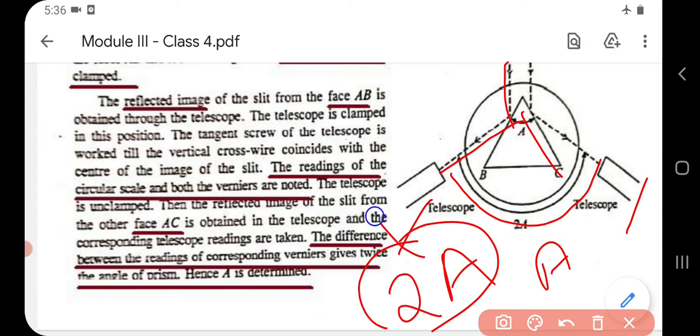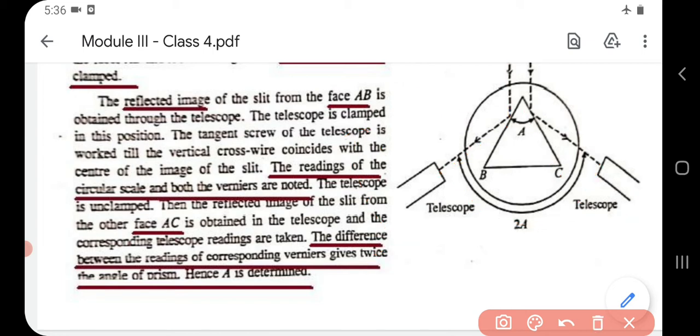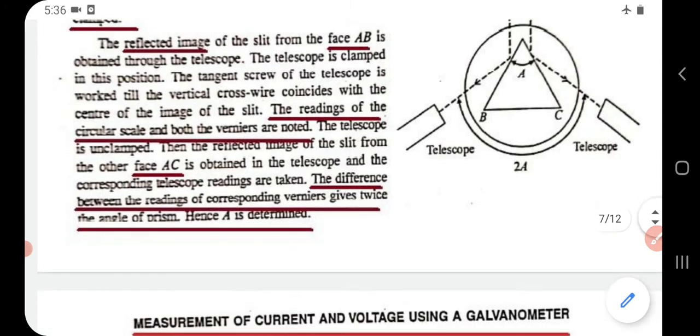Usually you will get the value of 2A as 120 degrees. So angle of prism A will be 60 degrees. That is how the angle of prism is measured. That is what is described in this small paragraph. So when you do this experiment, everything will be clear. Now you just read the paragraph.